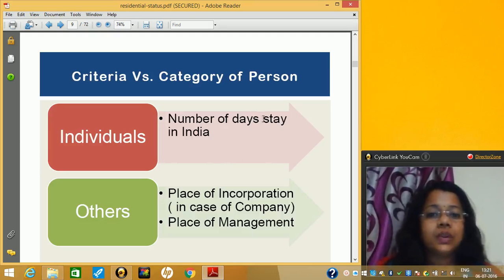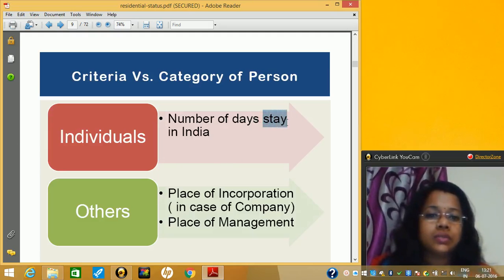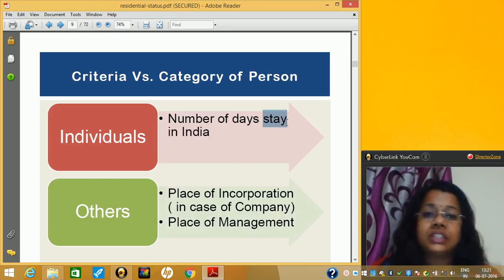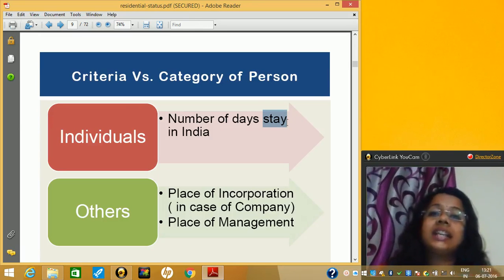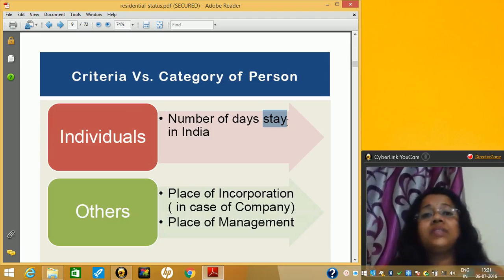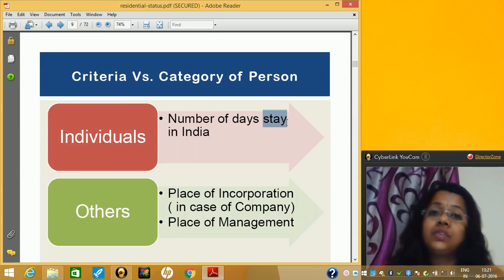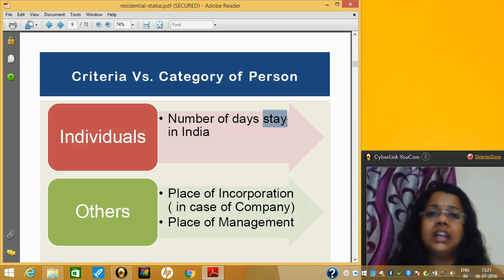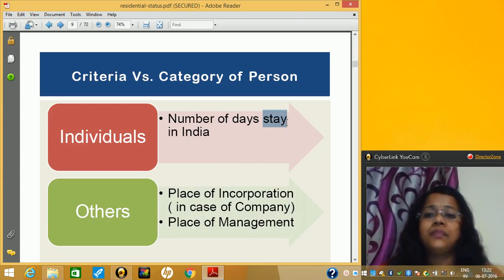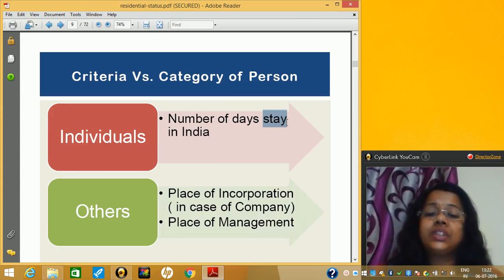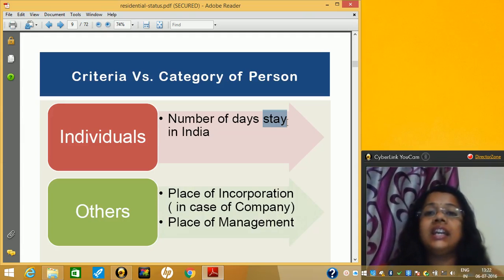And here it is important to understand the meaning of number of days of stay. Here we will take the aggregate period of stay in that previous year. For example, if a person came to India for 15 days, then he went back, then he again came to India and stayed for 40 days and then again went back. So he's coming and going. In this case, we have to take the aggregate total period of his stay in that relevant previous year.